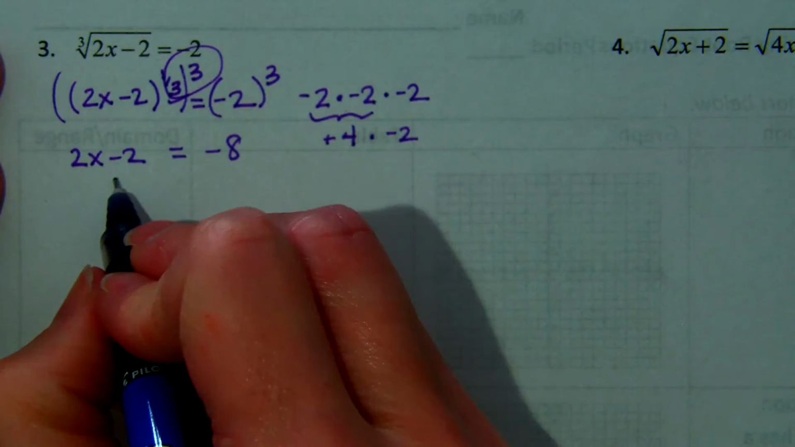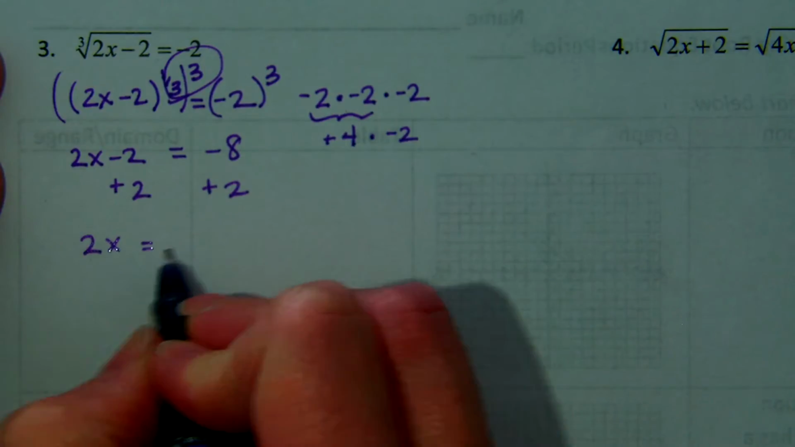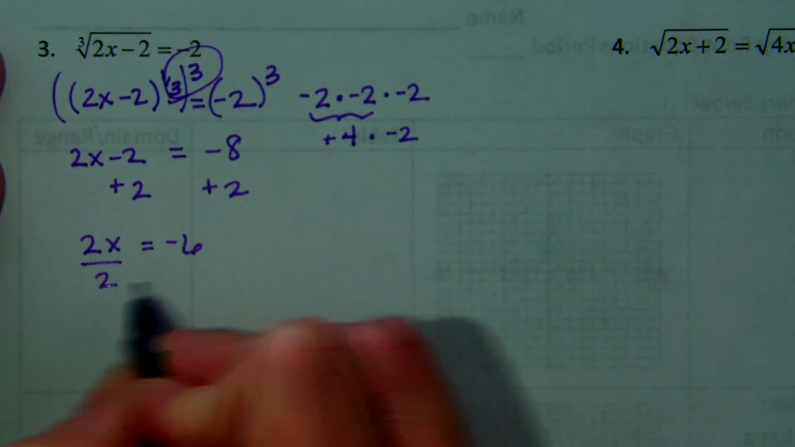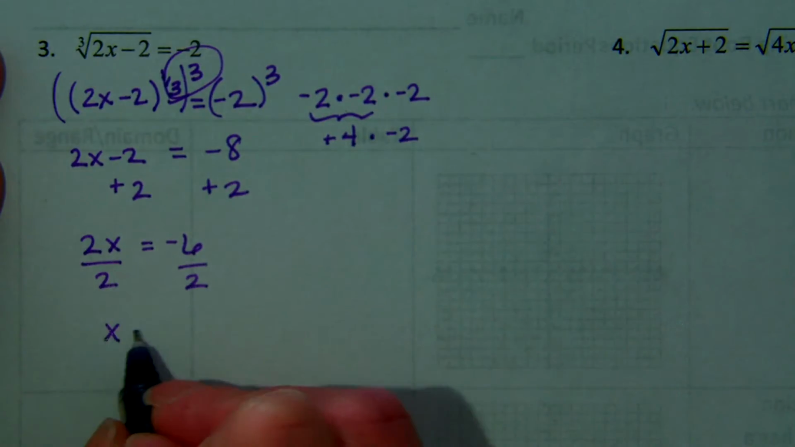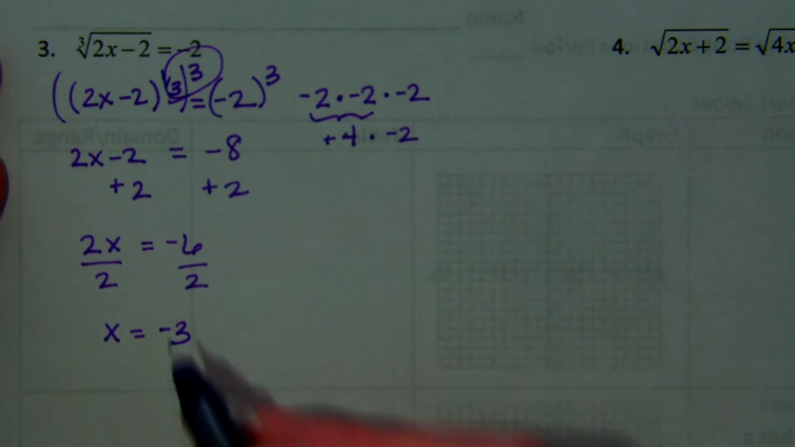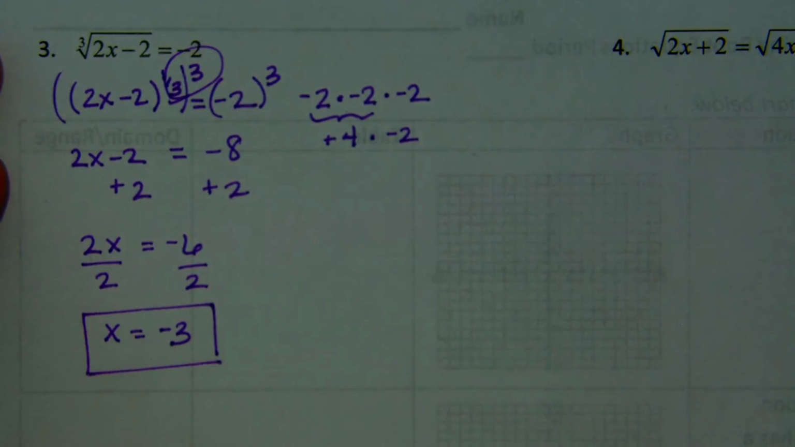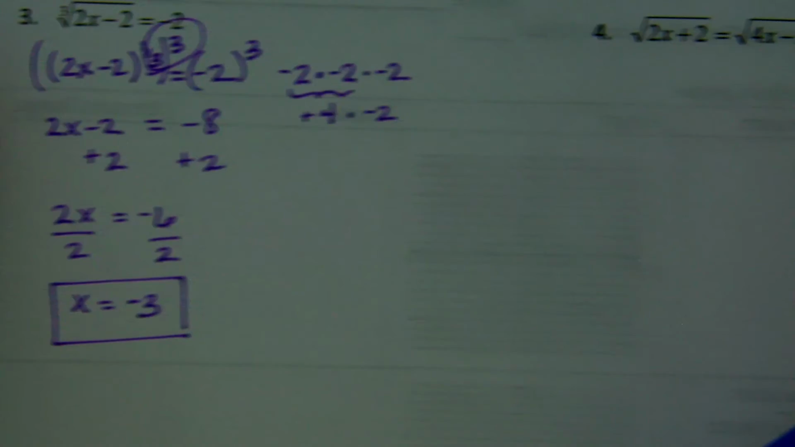And now we have an equation that we can solve. We add 2 to both sides. So 2x is equal to negative 6. Divide by 2, x is equal to negative 3. And remember that with cube root equations, we don't have the same possibilities for extraneous solutions. So we can go ahead and say that's our answer. You should always check your answer, but I promise that one's right.